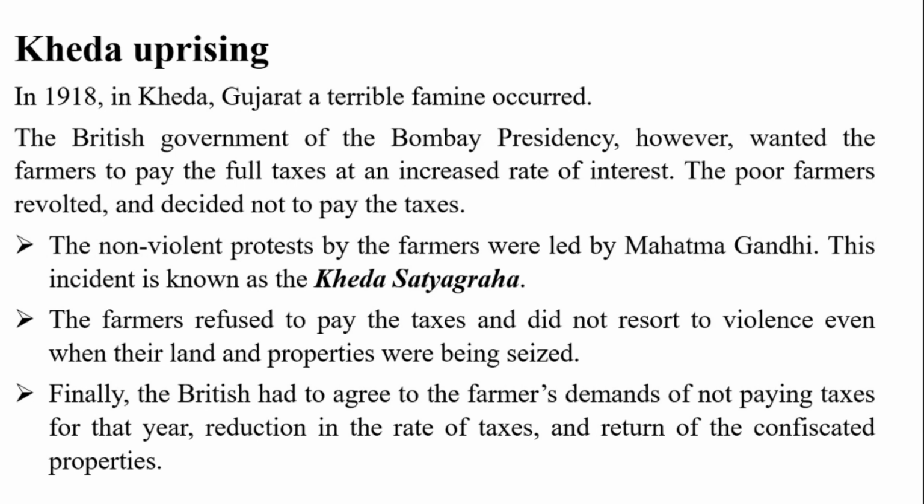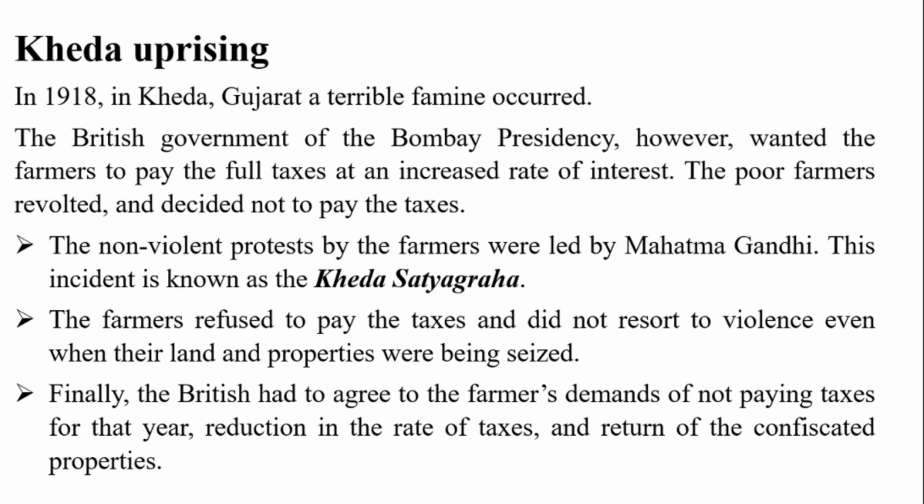The Kheda uprising in 1918: in Kheda, Gujarat, a terrifying famine occurred. The British government of the Bombay Presidency, however, wanted farmers to pay full tax at an increased rate of interest. Full tax in the sense that during that period, in 1918, the British government was ruling the Bombay Presidency.